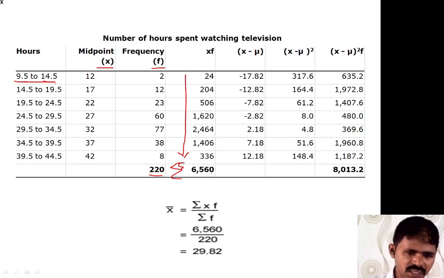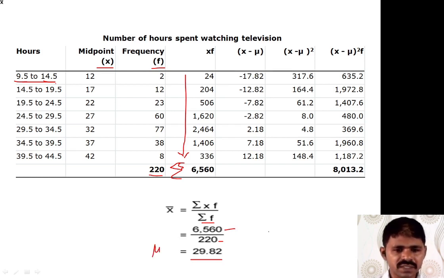So this is the total hours, and divide by the number of frequencies, that means the total number of students. So here the number of students is 220, and this is the total TV watching hours by all the students per week. It comes as 6560. So the mean is 29.82 hours.